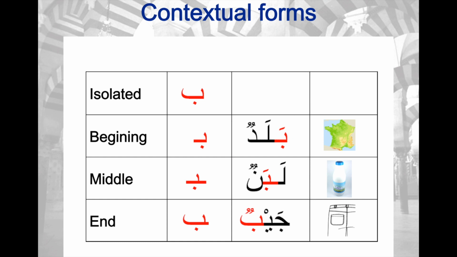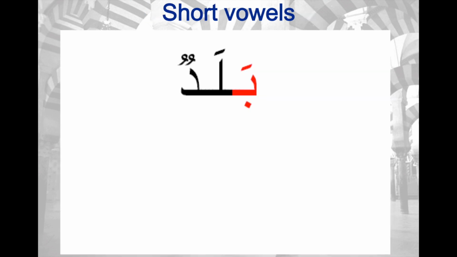Apart from the contextual format of a letter, we have also seen some symbols called Arabic diacritics, used for vocalization. Let's take an example and look at the symbols written above the letters ba, la, and dal.